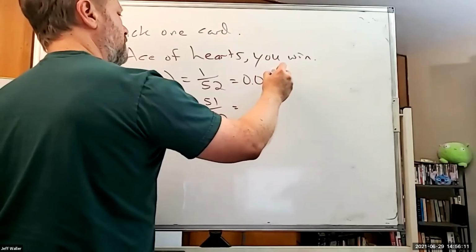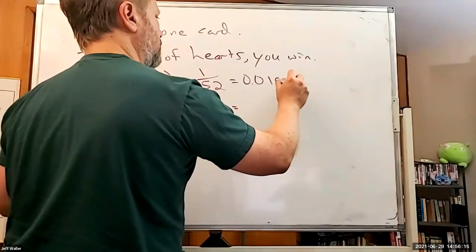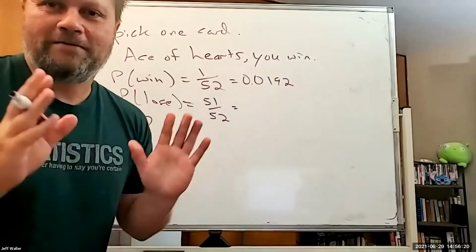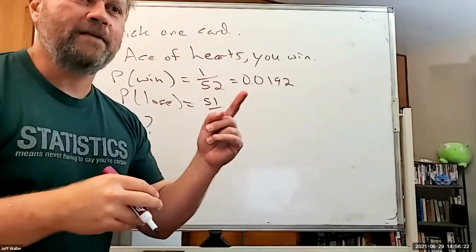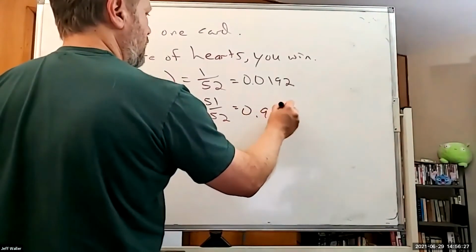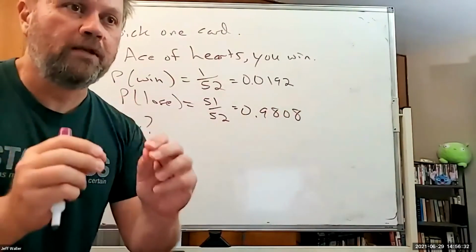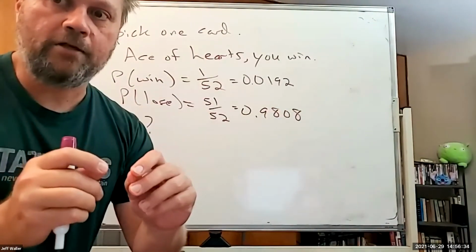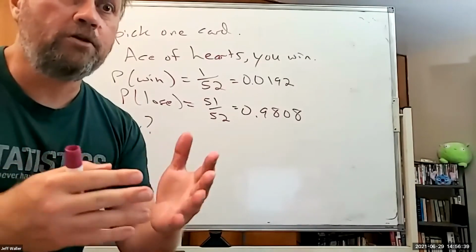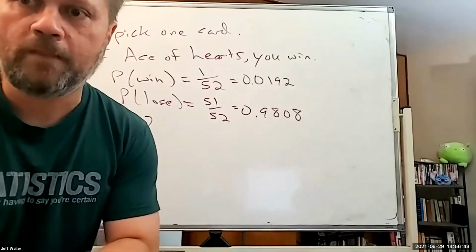0.01. I don't know. 0.0192. Is it? Yep. Sorry. That was a guess, but that's early, I guess. And so this would be 0.9808. All right. So do you agree with me that it's really, really unlikely that you're going to win? It would be unusual to win because it's below a 2% chance you're going to win, correct?